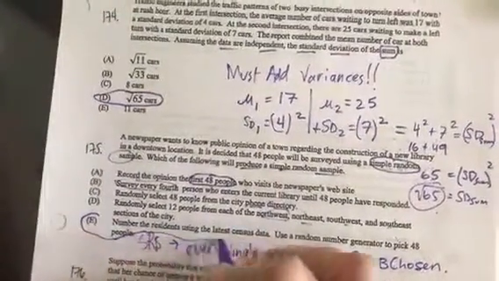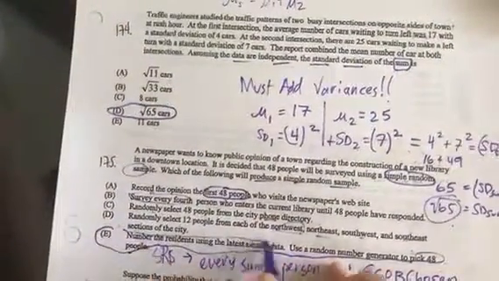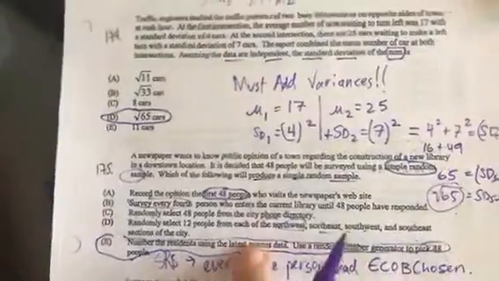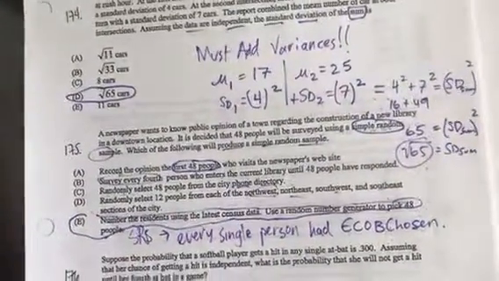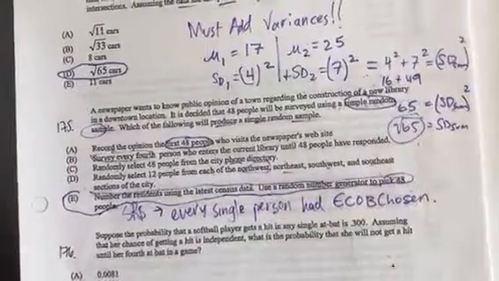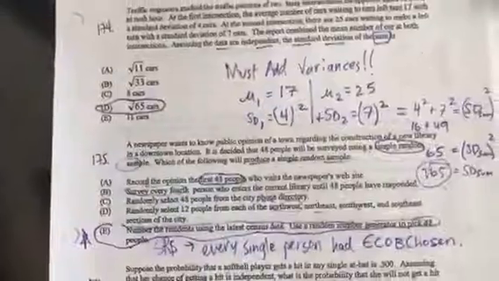So it looks like E, a census, and the word census means every single person. So if you had the number of every single person, you numbered them, and you used a random number generator, that's definitely every person having an equal chance of being chosen. So that's our answer.